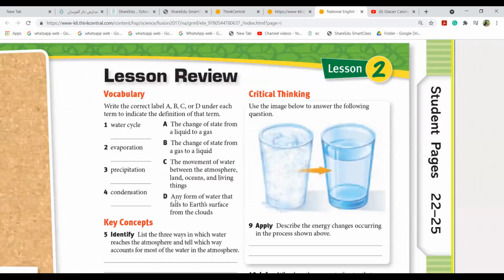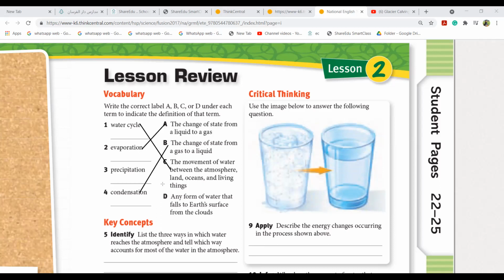Evaporation. Can you tell me what is evaporation here? The change of state from liquid to gas. What is it, girls? Liquid to gas. Oh, evaporation. And from a gas to liquid? Condensation. Excellent.